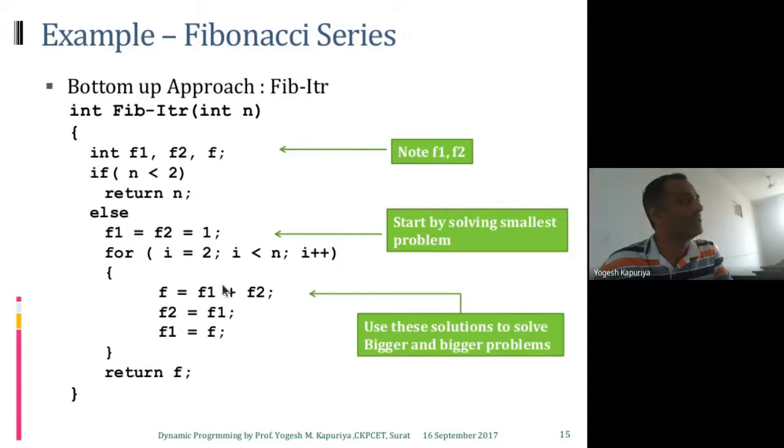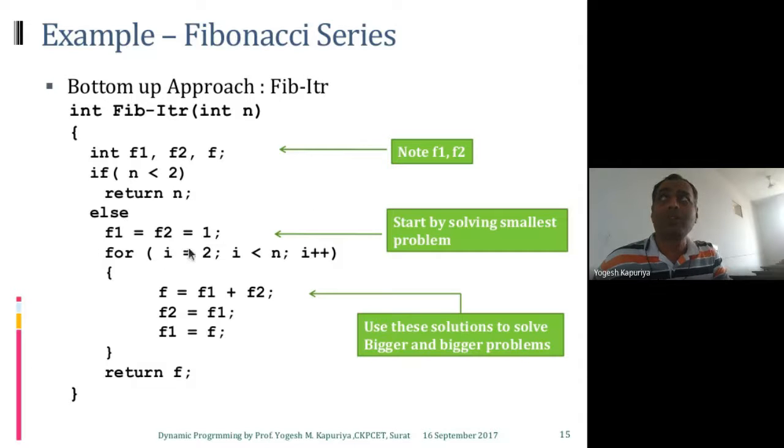Then we are running this loop. And then what are we doing? f is equal to f1 plus f2. Then we are changing the values of f1 and f2 by this. We'll keep on repeating this till your i is less than n. Once it becomes n, then your result will be in f, which you return. Right? So this is very simple, straightforward. You have written this algorithm in first year, and in second year as well. This is the bottom-up approach. Let's try to understand how.